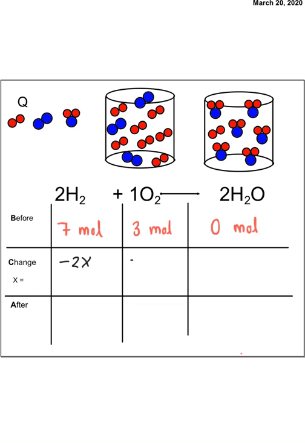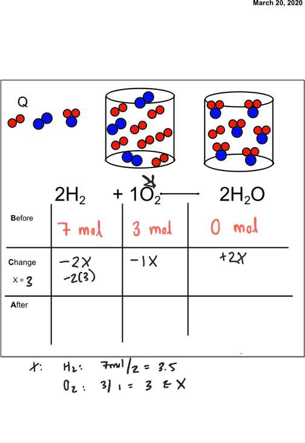So, minus 2x, minus 1x, plus 2x. Find my x. So for H2, I'm going to take 7 moles divided by 2, which is 3.5. For my O2, I'm going to take 3 divided by 1, which is 3. So that is my X. Oxygen is my superstar. Minus 2 times 3, minus 1 times 3, plus 2 times 3. 7 minus 6 is 1 mole. 3 minus 3 is 0 mole. 0 plus 6 is 6 moles.